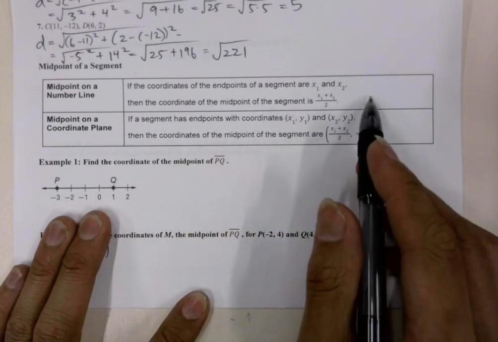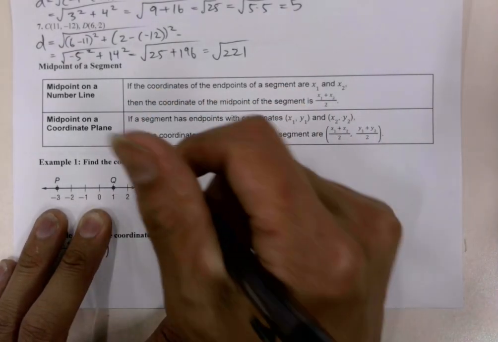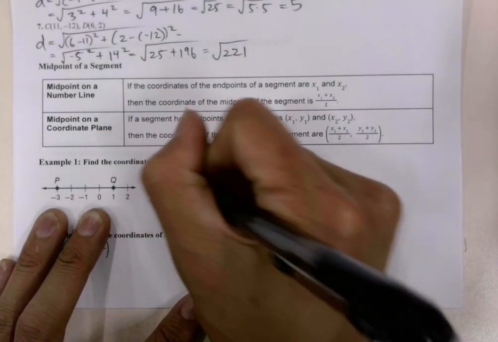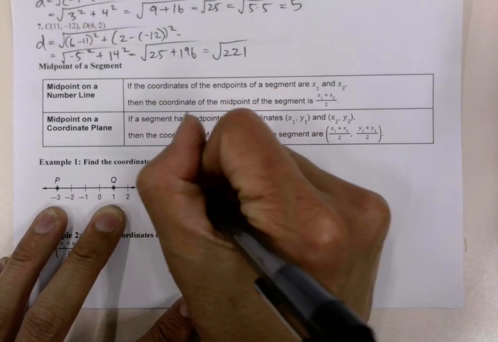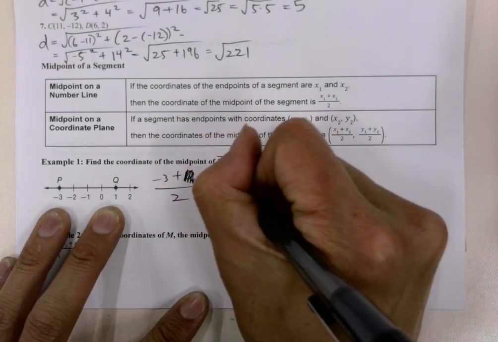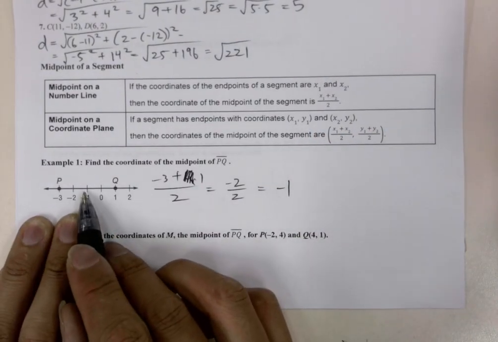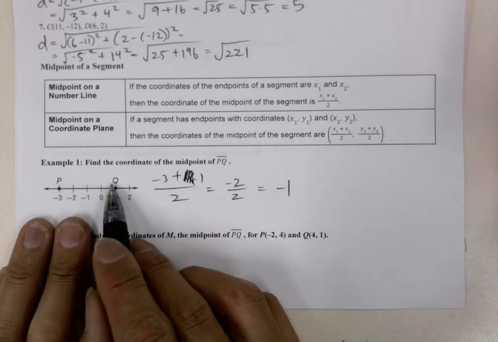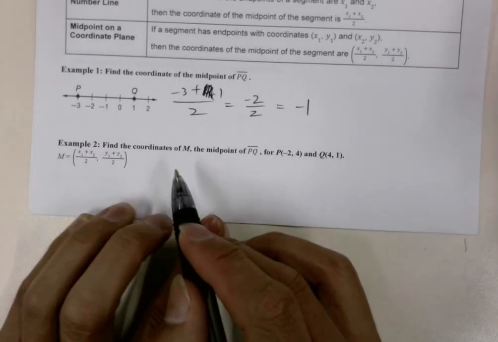This is a number line, so we're going to be using this first formula. And so it's x1, which is -3, plus x2, which is 1, and we're going to divide by 2. So that's equal to -2 divided by 2. It's equal to -1. And you can see here that -1 is the midpoint between these 2 points, right? So it works. Okay. So now let's go ahead and try example 2.